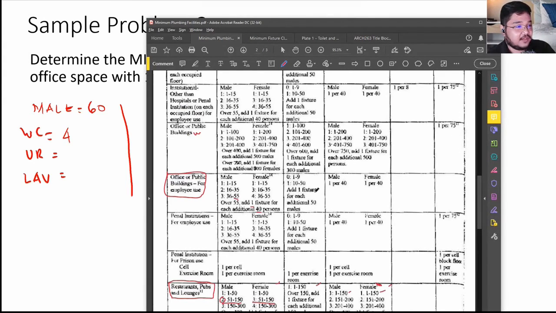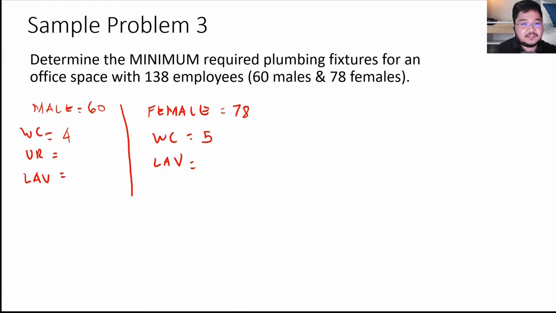And then for the urinals, we have here 1 urinal for 10 to 50 males. So again, our population is 60, so we're going to add 1, because it's more than 50. So the urinal requirement is 2.